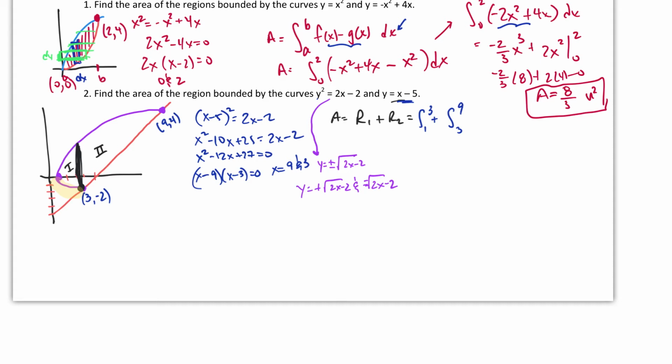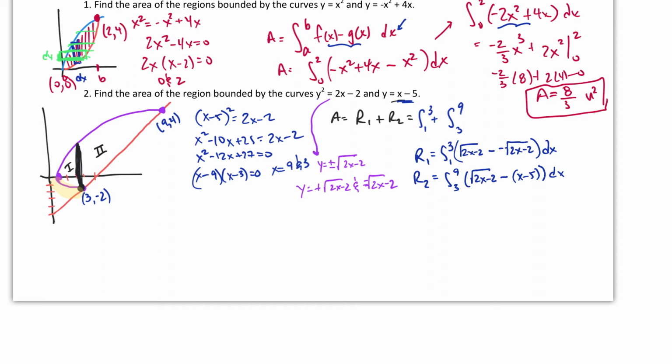Okay, so let's see how we can set this up. Let's go through and set up region 1, and I'll do this as two separate problems. Region 1 is going to be the integral from 1 to 3 of this top curve, which is the positive root of 2x - 2, minus the bottom part, which is the negative root of 2x - 2, dx. Region 2 will be the integral from 3 to 9 of, now we've got the top part, this root of 2x - 2, minus the bottom curve, which is (x - 5).